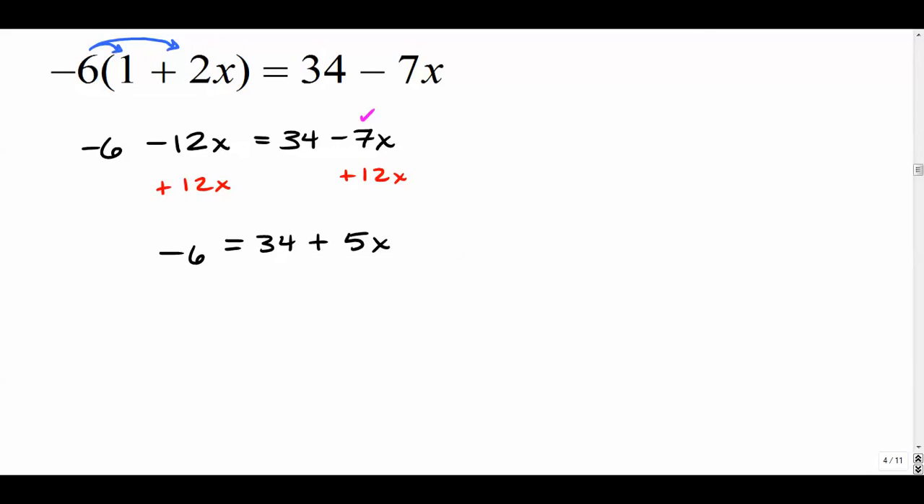The reason I keep the bigger one where it is, if possible, is that it leaves me with a positive coefficient at the end. You don't have to necessarily think about which one's bigger, but I like to do that. Now I'm going to subtract 34 from both sides, leaving me with -40 equals positive 5x. Divide by 5, I get -8 is equal to x.